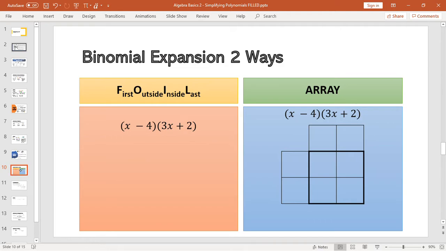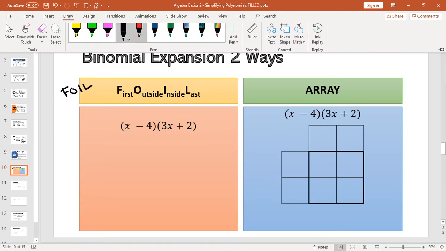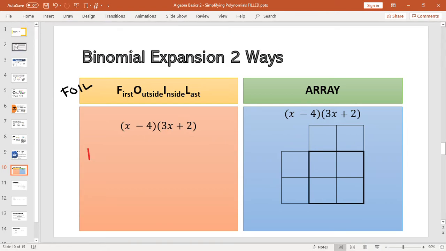You can use FOIL, and you'll see what that stands for. First, outside, inside, last. I'll do this slowly so we have lots of color. First is the two first things multiplied by each other. And x times 3x is 3x squared.